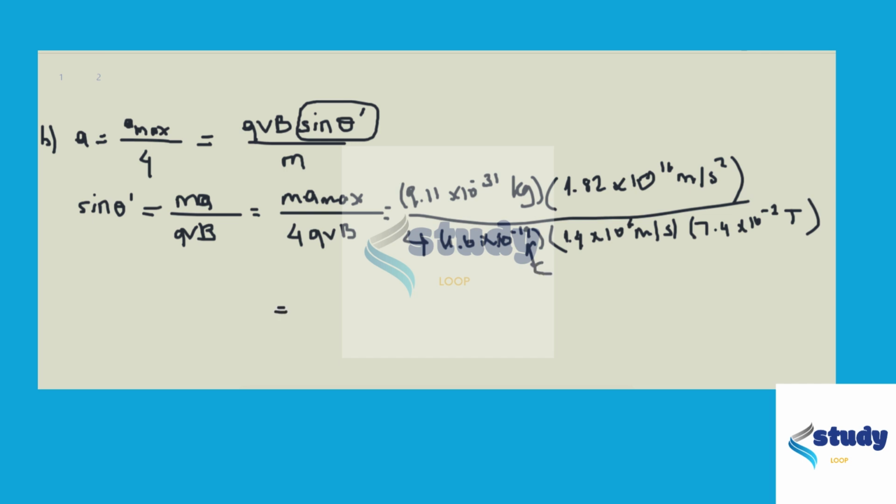So then when we do this calculation, we're going to find sine theta prime to be 0.25. So when we take the inverse sine of 0.25, we get theta prime to be 14.5 degrees.